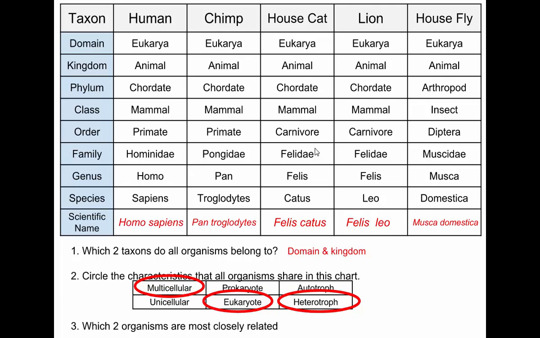So last question on this. Which 2 are the most closely related out of these 5? Alex? House cat and lion. How do you know that? Because they have the same genus. Yeah, they are the same genus. None of these other organisms are in the same genus. A house cat and a lion are both genus Felis. So that means they're closely related to each other.